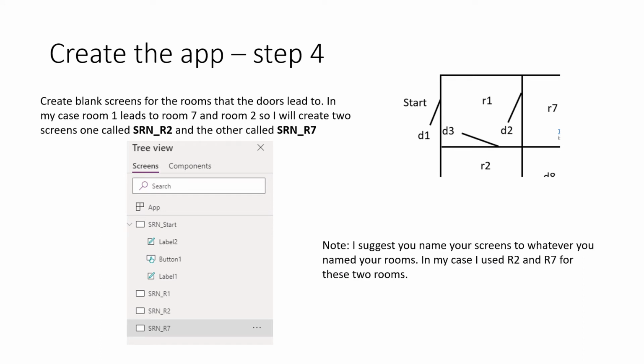Then you need to go through the whole process of creating new screens for each room. So you've already done one. The first one I've called R1. Because my doors lead to R2 and R7, I've created srn_R2 and srn_R7. You create the ones that you've called in your plan. You don't have to copy my R1, R2, R3 names. You can call them whatever you like.